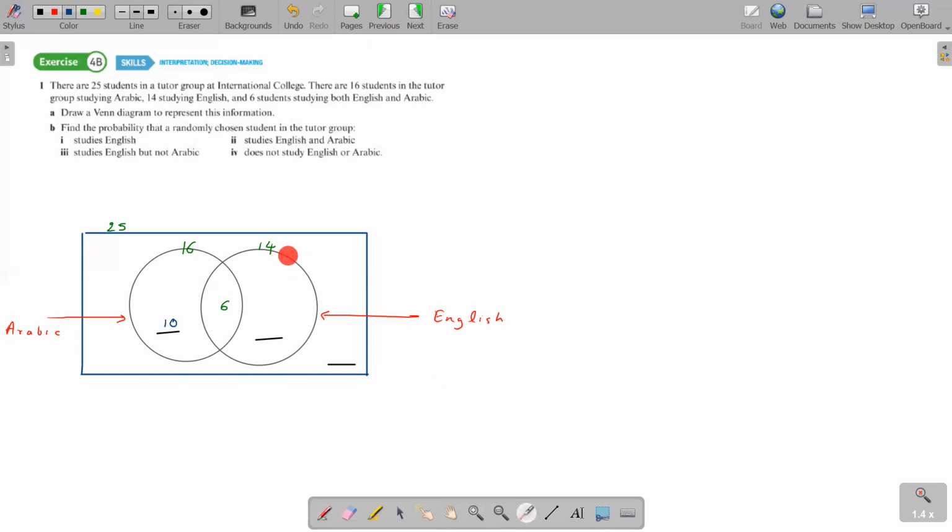And over here in the English circle, the whole circle, there's 14. So 14, you have to subtract 6. 14 minus 6, and that's 8. 14 minus 6 is 8, right?